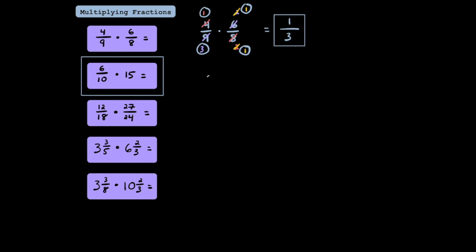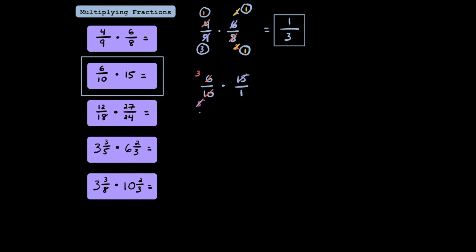Here in this next example, we have 6/10 multiplied by 15. We have to write all whole numbers as an improper fraction, so we'll write 15 over 1. Looking to cross-cancel, I notice that the 10 and the 6 both have a common factor of 2. 6 divided by 2 is going to be 3, and 10 divided by 2 is going to be 5. Looking to cross-cancel more, we notice that 5 and 15 have a common factor of 5.